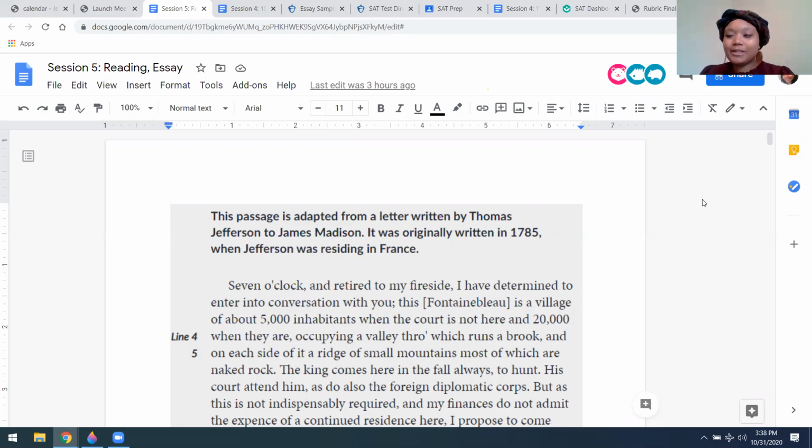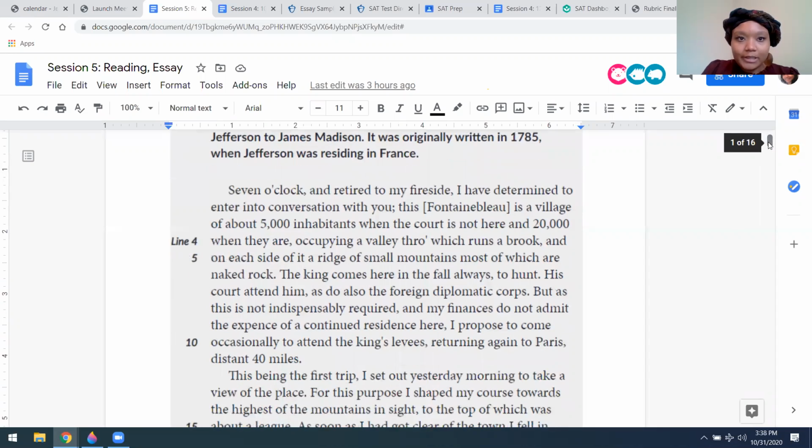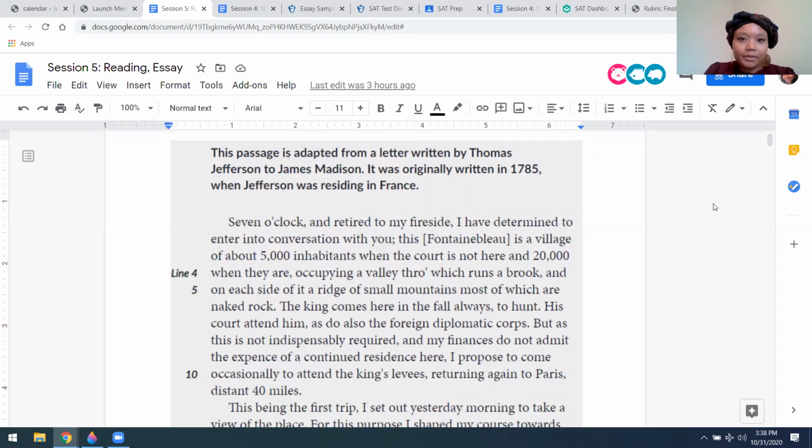Before we go off and read these by ourselves, I want to read the first paragraph together, and then I want you guys to tell me about the tone and the mood, just what you get from the title of the passage plus the first paragraph. And then we can go ahead and read it by ourselves and come back and answer a few questions.